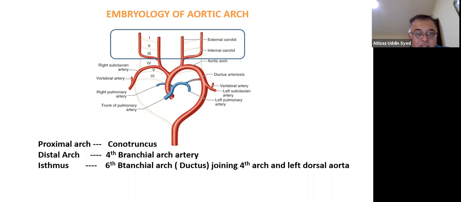And at the level of the isthmus, which is here, the sixth bronchial arch, the ductus, is joining the fourth arch and the left dorsal aorta. So this area has almost three different embryological origin arteries. They join together: the artery from the sixth bronchial arch, the left dorsal aorta, and the fourth bronchial arch. So this area usually has contributions from more than one embryological origin.